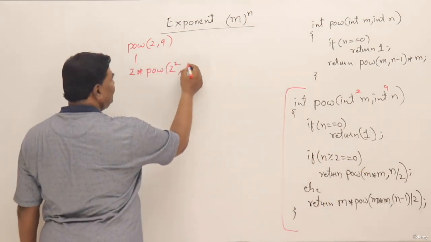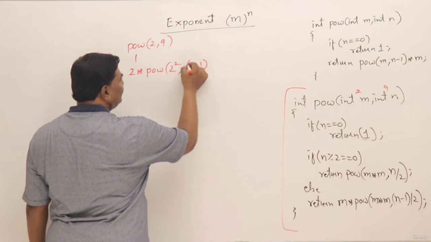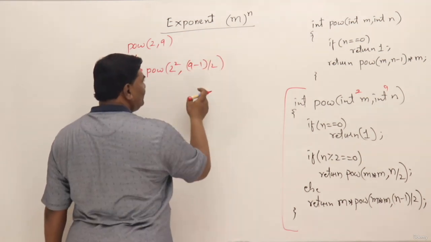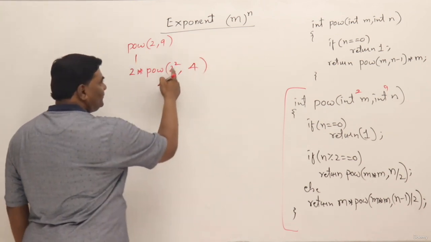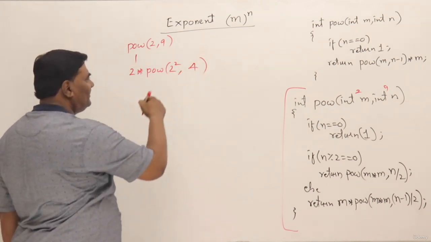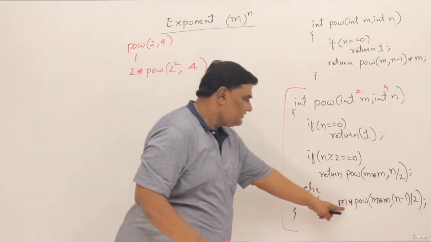So that is 9 minus 1 by 2. That is 8 by 2, so it will be 4. So I will rewrite it as 4. So 2 square, that is 4, comma 4. So this is the call.